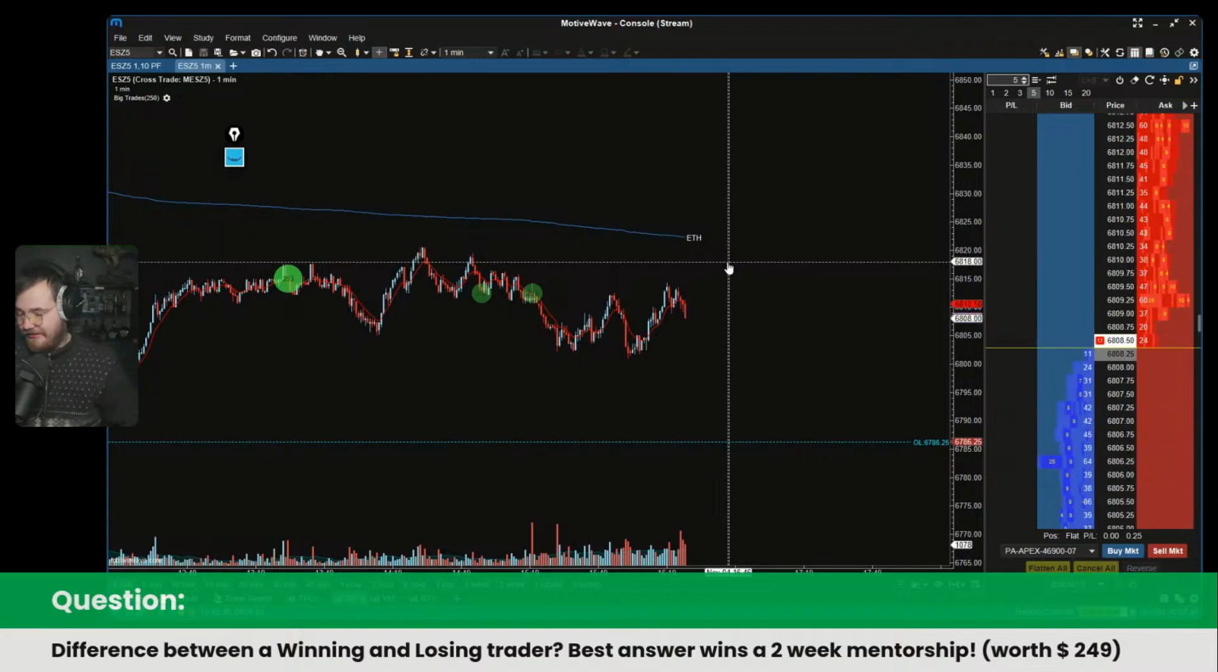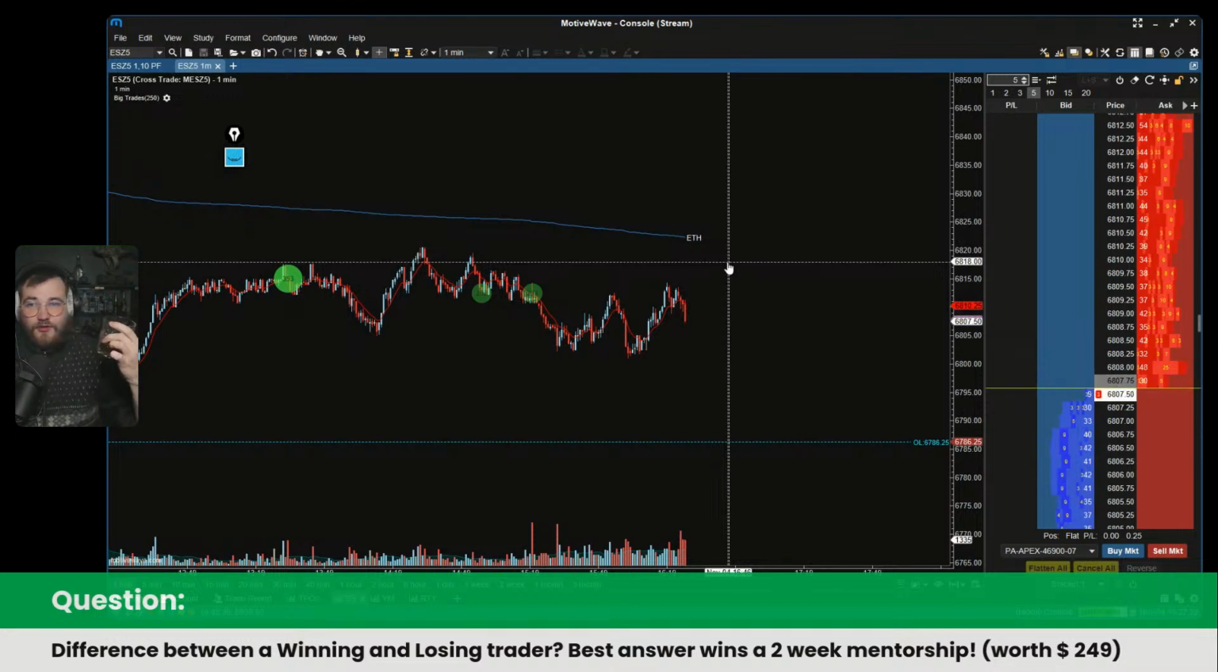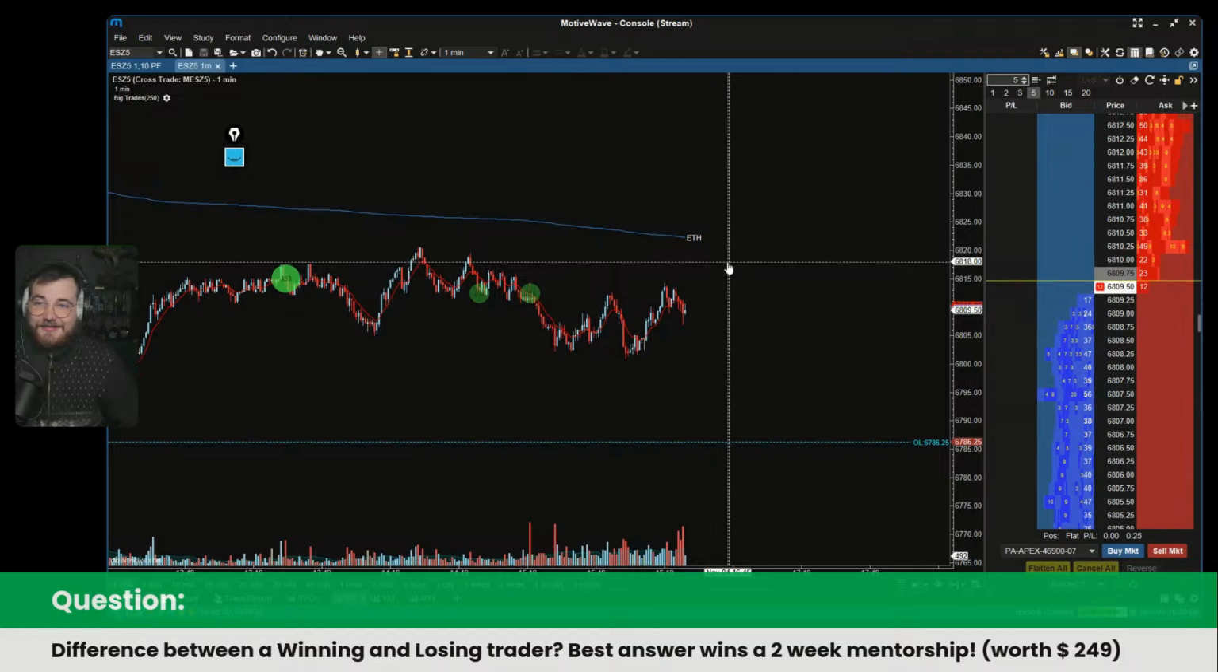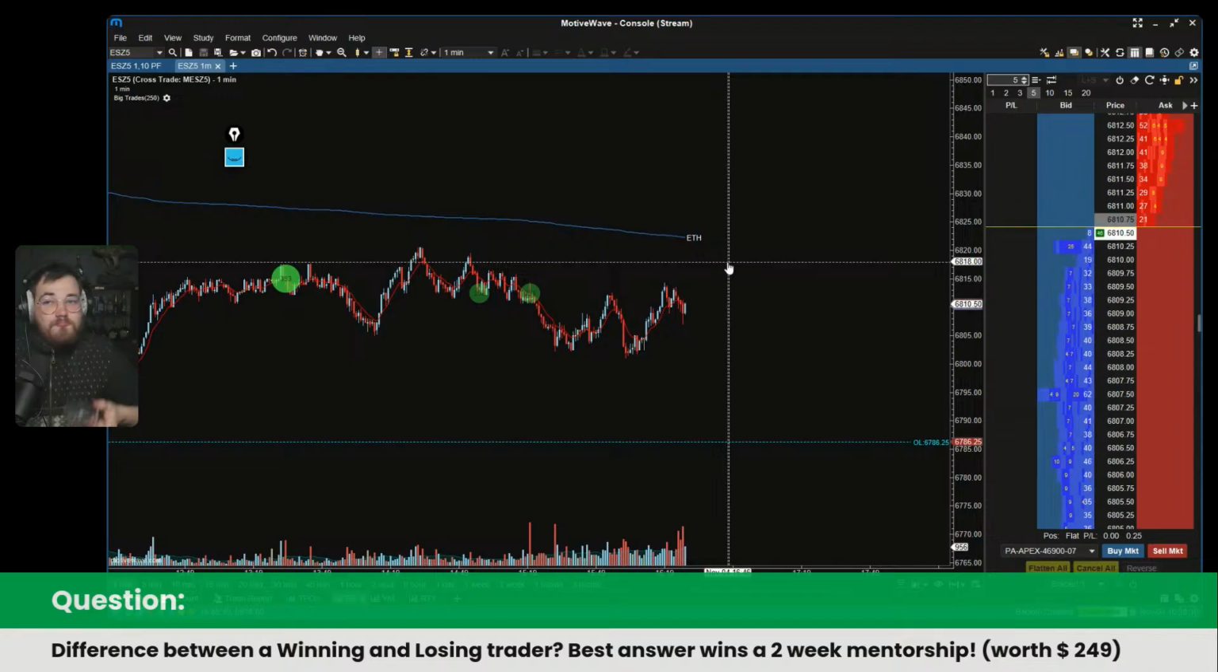Delicious. This might look like cognac or some type of alcohol, but this is actually iced tea. It's actually iced tea. So I'm not an alcoholic. I know my glasses look like they could be a glass for alcohol or whatever you like to call it. You shouldn't drink when you trade.